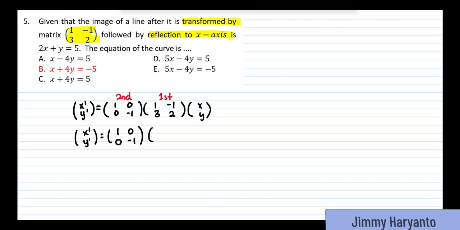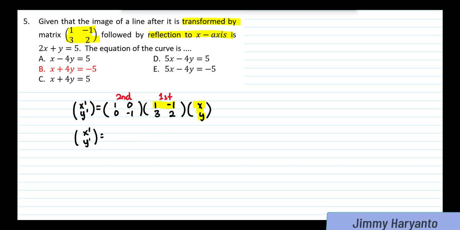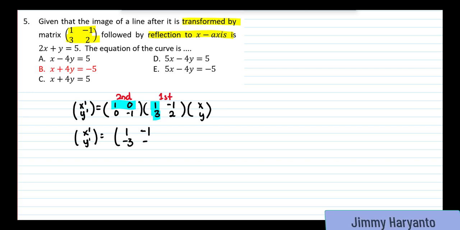So let's try to multiply this first. This times this, you'll have x minus y, and then no, it's a bad idea. Maybe it will be better if we multiply this first. Okay, let's multiply the matrix first. 1, and then for the second one it will be -1, and then for the third it will be -3, and the fourth will be -2. Okay, and then we multiply it again with the x and y.